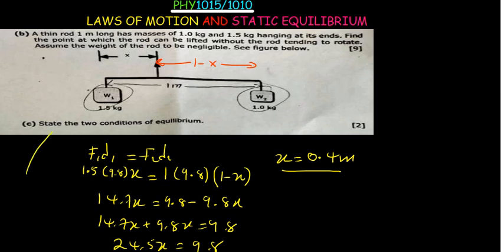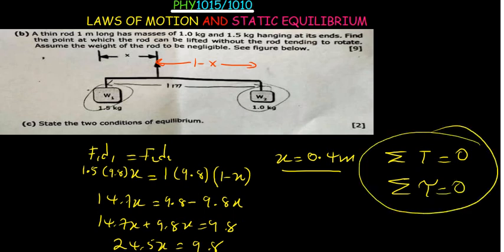State the two conditions of equilibrium. So for equilibrium, the net forces should be balanced. They should be equal to 0. And then the net torques should also be equal to 0. This is just telling us that the net acceleration of a system should be equal to 0. There should be no acceleration.